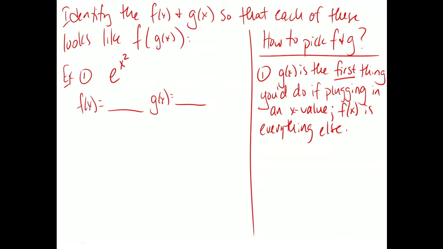Okay, or f is the rest of the stuff, basically. Okay, so even just using that tip alone, I hope I've convinced you that if you were to actually try to plug a number in here for x, you would first do x squared. So hopefully, even if I'm just following this first hint, I would come to the conclusion that g should be x squared, because that would be the first thing I would do if I was plugging in an x value, and I would square it.